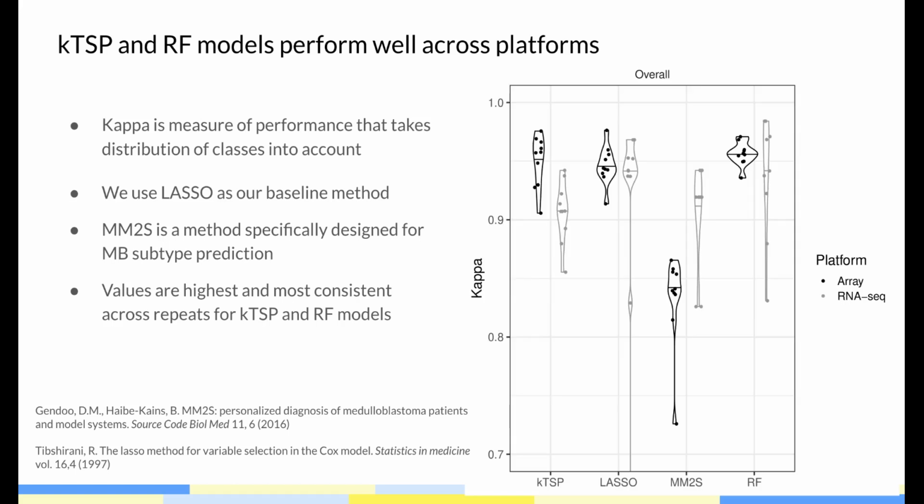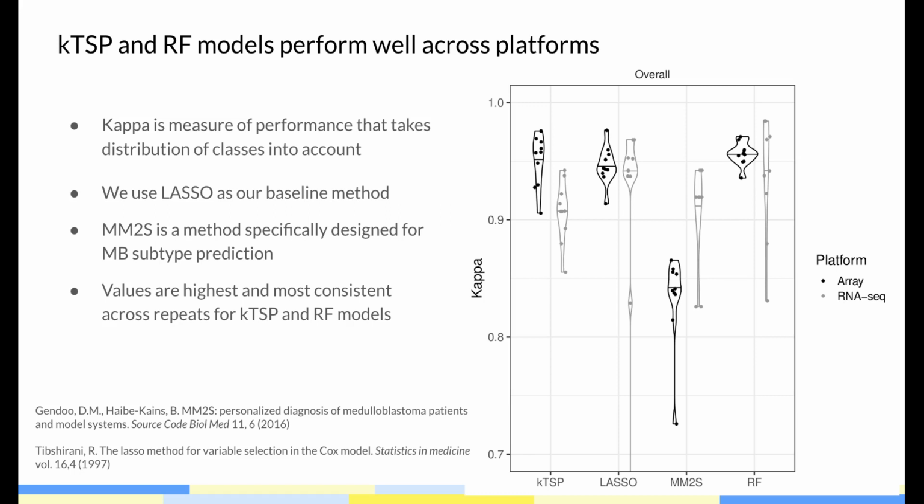So we found that the KTSP and random forest models perform well across platforms. We use Kappa to assess the performance. Kappa is a measure of performance that takes distribution of classes into account. And we also decided to compare these models to 2 other classification methods, one being lasso that we use as our baseline method. It's a comparative method because it's often used in studies. And we are also looking at MM2S, which is a method specifically designed for medulloblastoma subtype prediction.